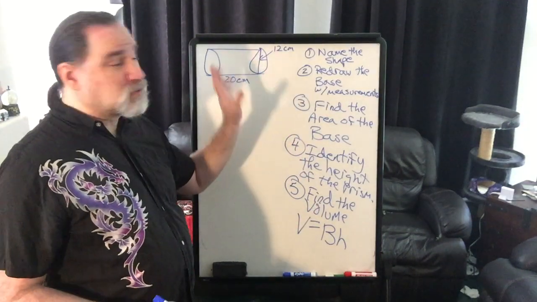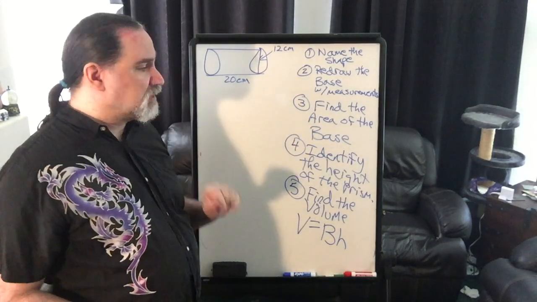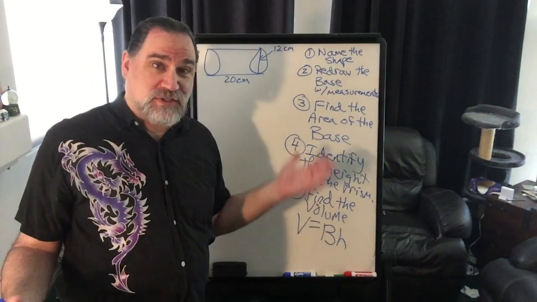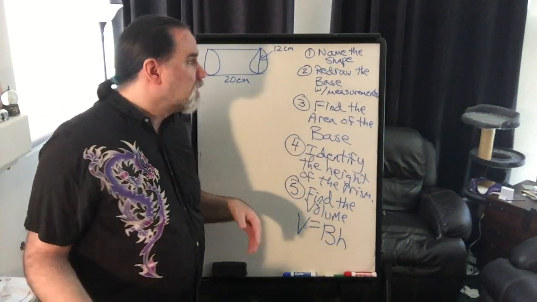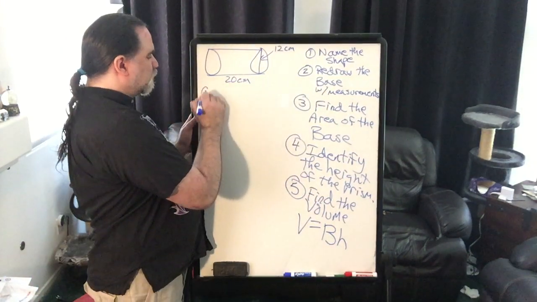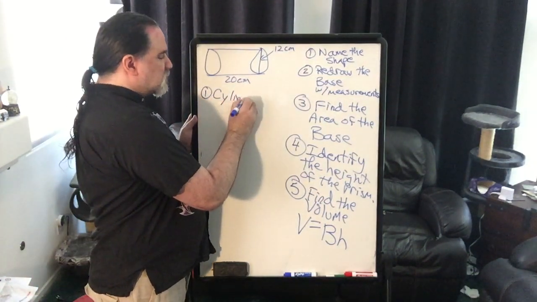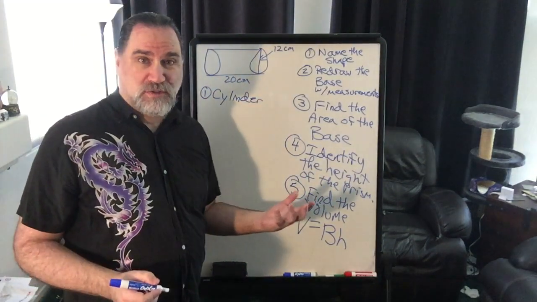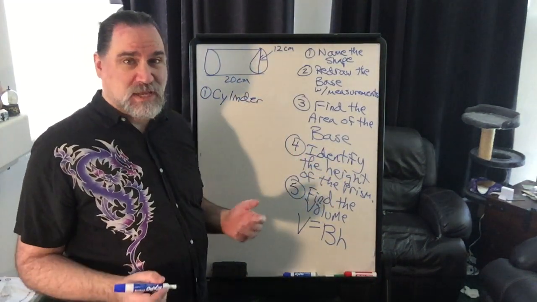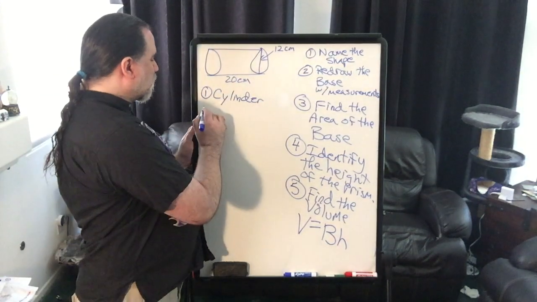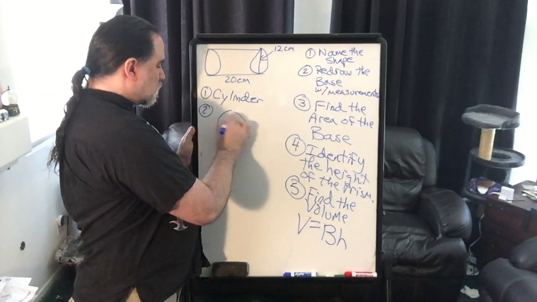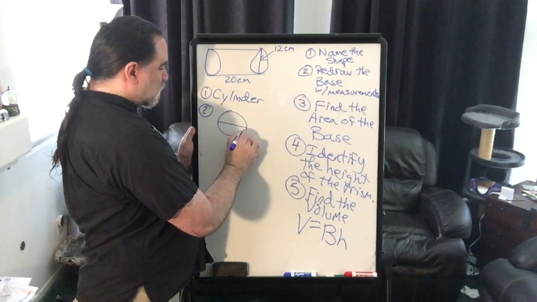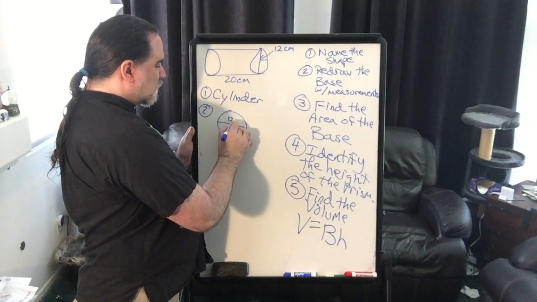I'm doing everything exactly the same. The only thing that really is going to change is when I go to find the area of the base, I'm not going to use length times width, because it's not a rectangle, it's a circle. Because I named the shape, that's a cylinder. And a cylinder obviously means the base is a circle. Circle, cylinder, kind of go together that way. When I go to redraw the base, I draw myself a circle. I'm given that this is 12 centimeters.